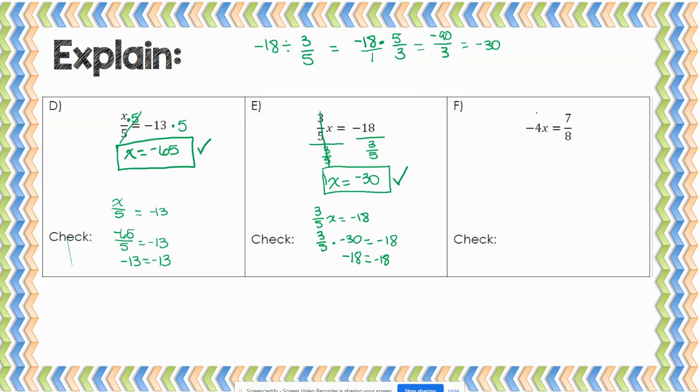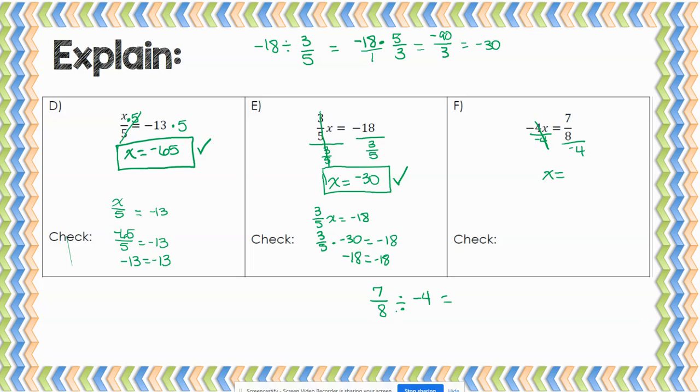For part F, you see that I have negative 4x equals 7/8. Since negative 4 is right next to x, I know that it's being multiplied by x. The inverse of multiplying by negative 4 is dividing by negative 4, which I'm going to do on both sides. These will cancel to leave me with x equals. Well, then I need to solve 7/8 divided by negative 4.